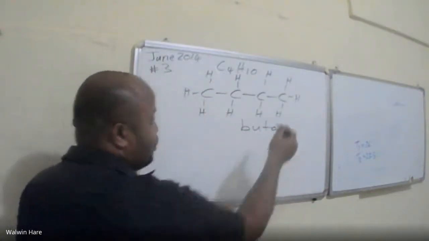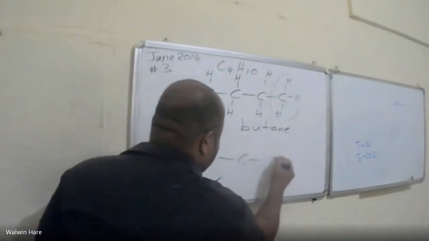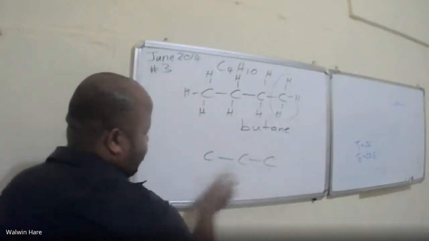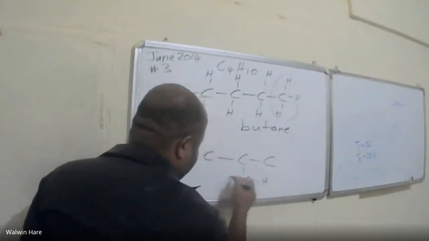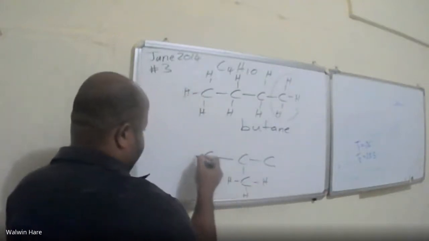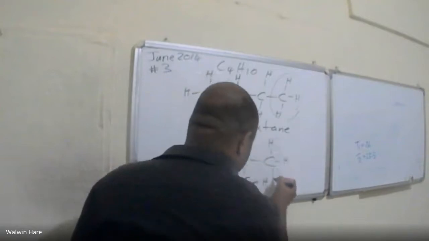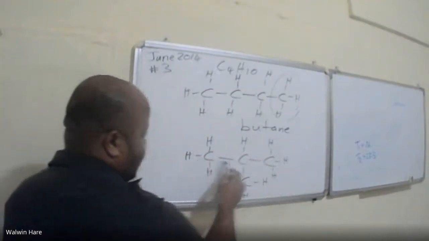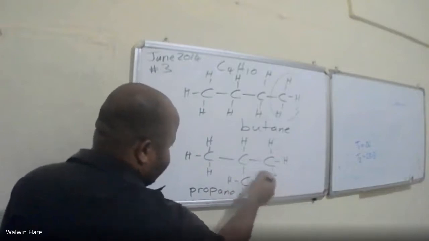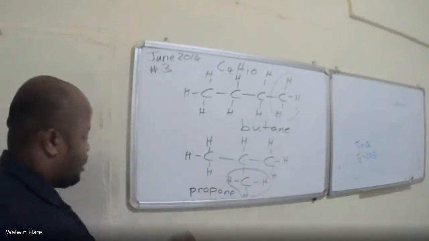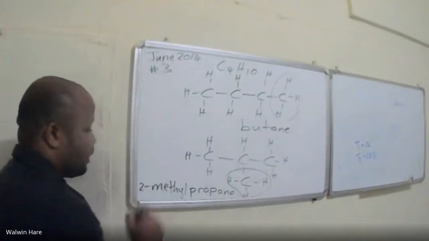And if you did like I showed you and remove this carbon, you would have 3 remaining. We should know that we cannot put it at any of the end carbons. You would put it on a carbon in the middle. So the chain has 3 carbons, so we know that is propane. This CH3 group is not a part of the chain, so it is methyl propane. And it is attached to the second carbon, so it is 2-methyl propane.